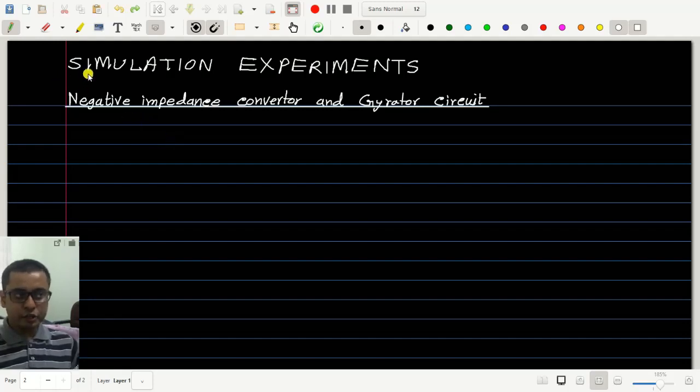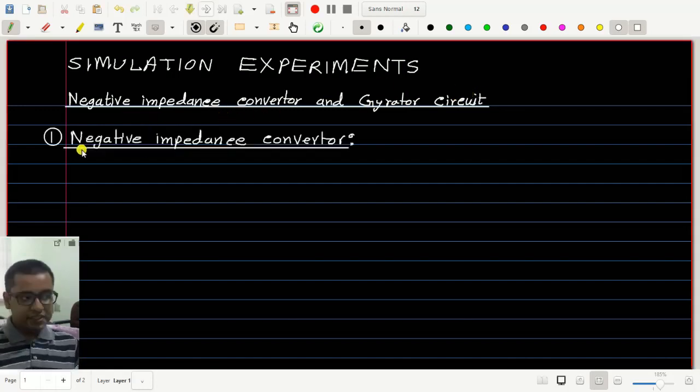We are going to simulate two amazing magical circuits. Number one, negative impedance converter, and number two, a gyrator circuit. Let us see them one by one. First, a negative impedance converter.